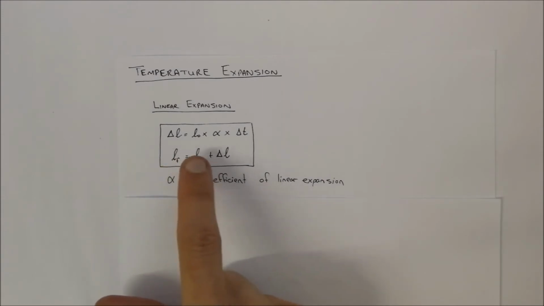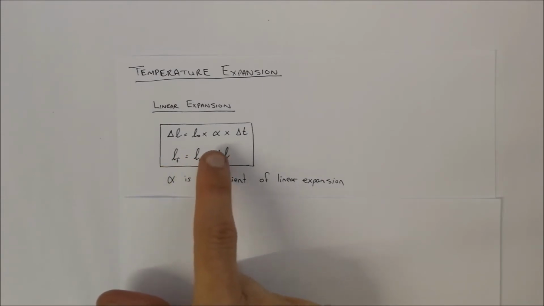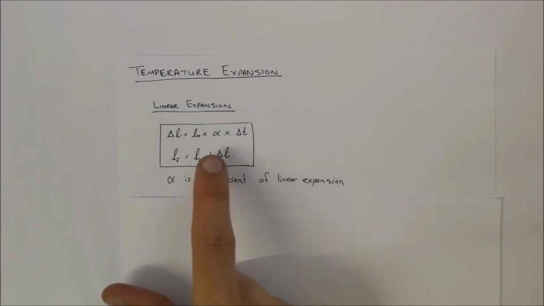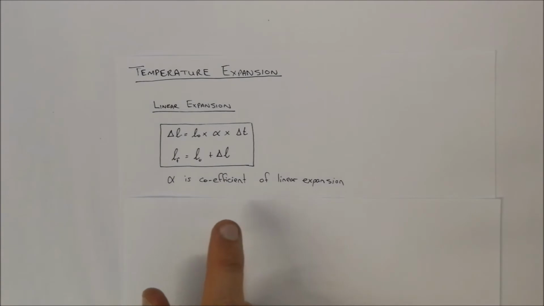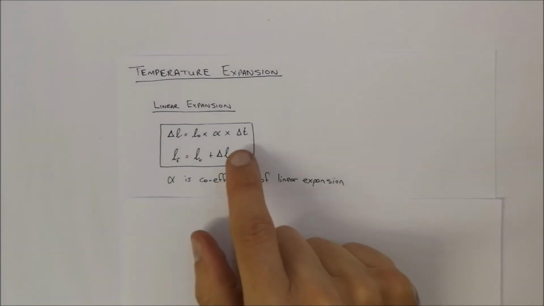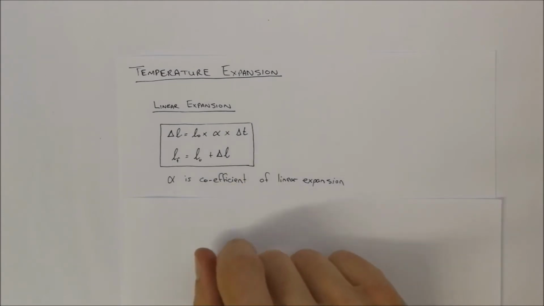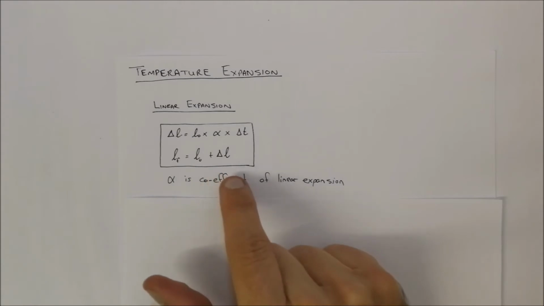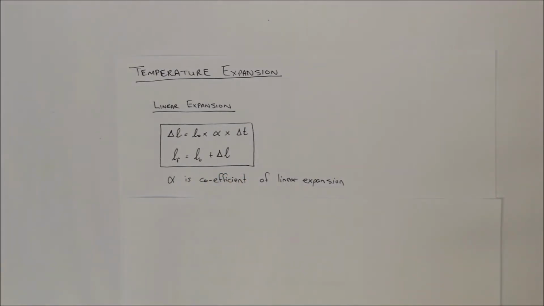Okay, so the change in length is equal to the original length multiplied by alpha multiplied by delta T. Alpha is the coefficient of linear expansion. That's a constant value for each different type of material, and this is given to you. Delta T is the change in temperature. The final length will be the original length plus the change in length. So this is the basic equation you're going to be using for linear expansion.